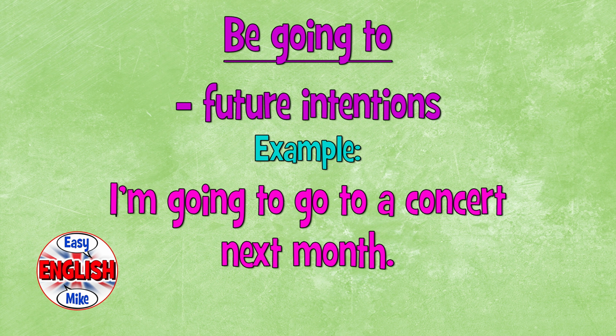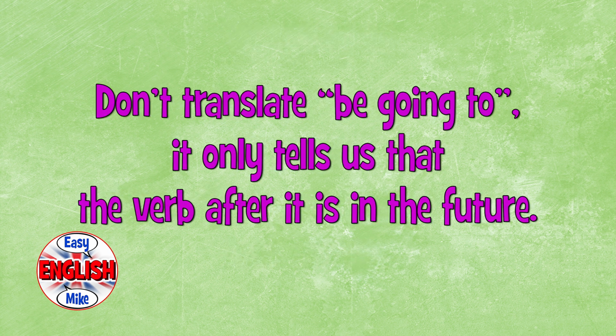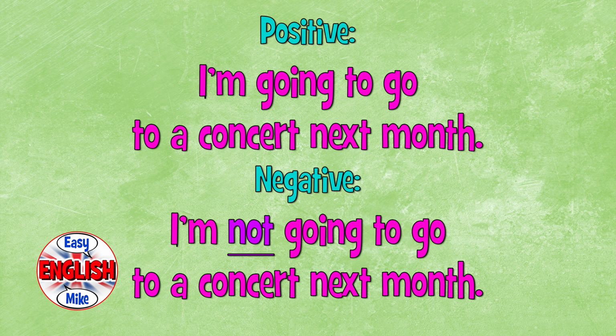In many languages, you just put the future of the verb, but in English, we put all of this just to make it a future. You mustn't translate it, it just gives us the information that the verb that comes after is in the future. To make it negative, you must make the be part negative. So put not after be. I'm not going to go to the concert next month.